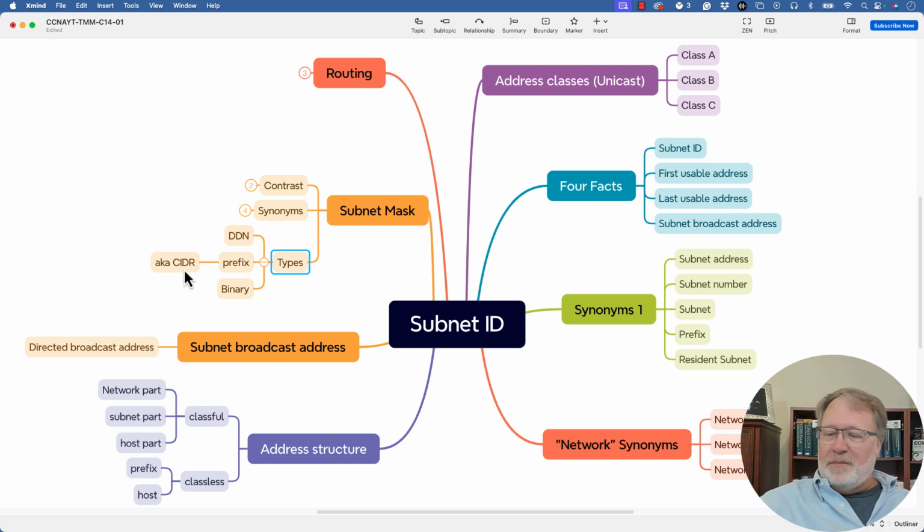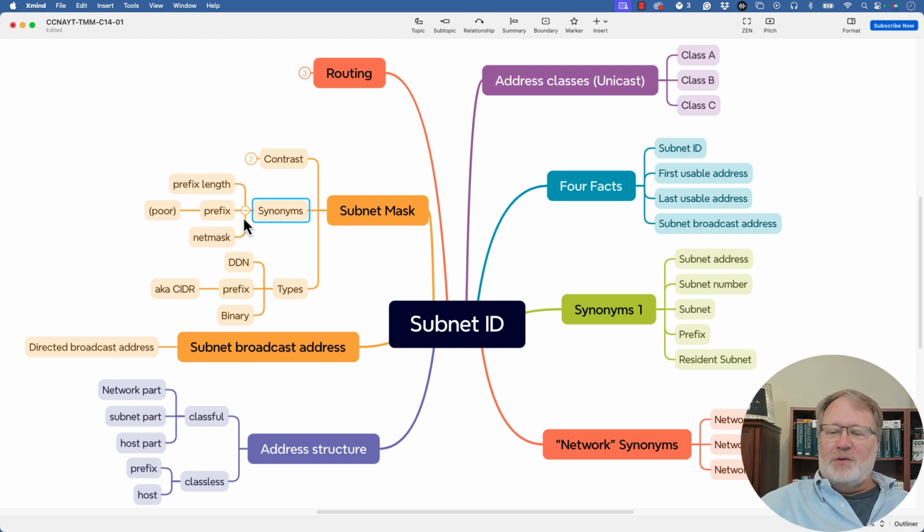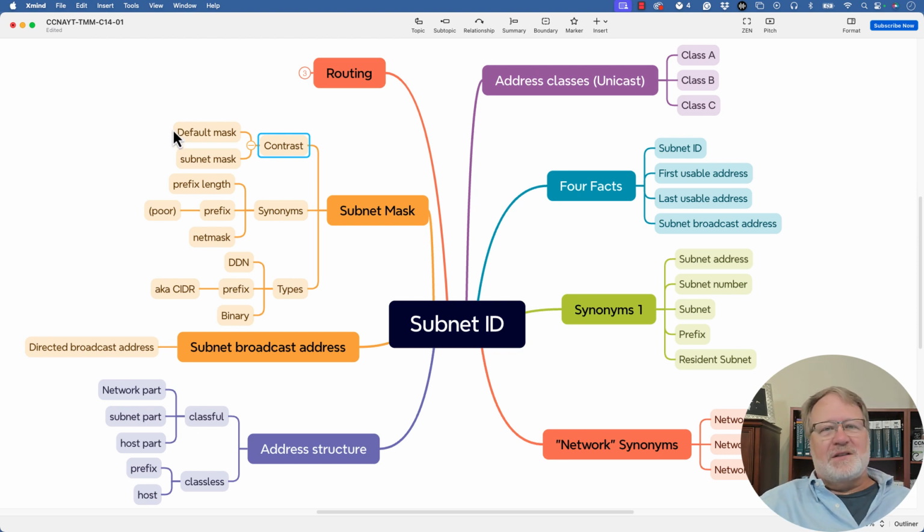Then, of course, subnet mask, there are synonyms and other terms we use. So there's net mask and prefix length, and some people even say prefix when referring to the mask, although that's a little bit inaccurate. But just be aware in a conversation, people might say, well, what's the prefix? It actually means the mask. And then I used the word contrast here, but there are two terms that are really to contrast things, where if you talk about default masks, which means you're not subnetting, the subnet mask means you are subnetting and you've created some subnet bits. You've borrowed some host bits to create subnets.